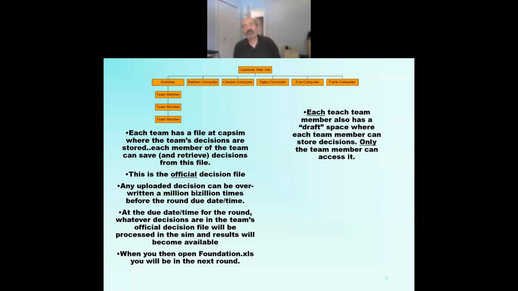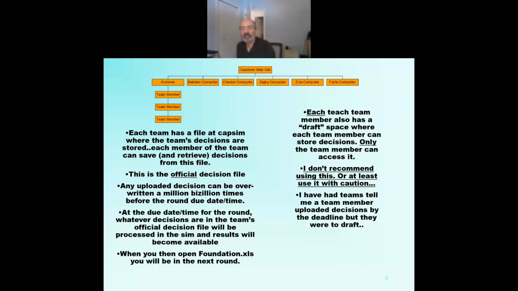Each team member also has a draft space where each team member can store decisions, but only that team member can access it. So be a little careful with this. I don't recommend using it, or at least use it with caution. I've had team members tell me that a team member uploaded a decision by the deadline, but it was in draft. So the sim couldn't see it, I couldn't see it, the teammates couldn't see it. These don't count as an official upload.